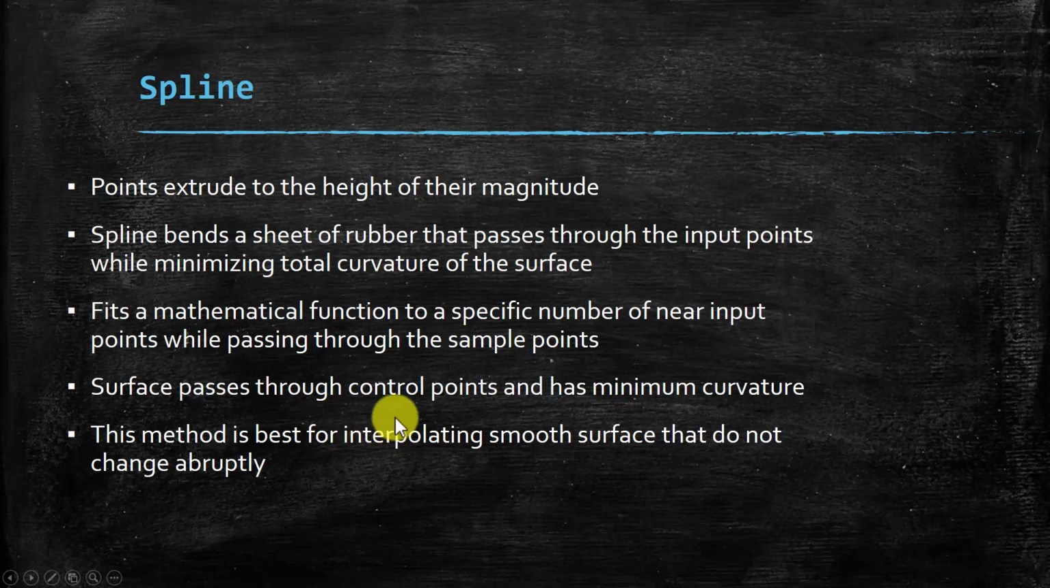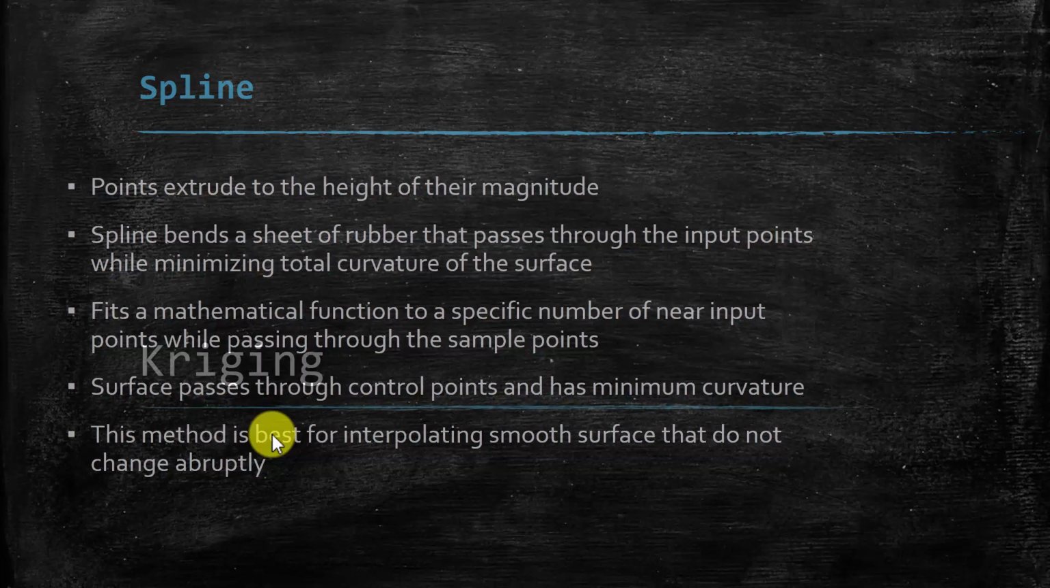This method is best for interpolating smooth surfaces that do not change abruptly. Again, if you've got something that varies or could vary fairly drastically, or is fairly complex and is not modeled by a smooth mathematical surface, then Spline is not a great option. If you have a more subdued surface, maybe like the potentiometric surface for groundwater, that would be more feasible or reasonable.